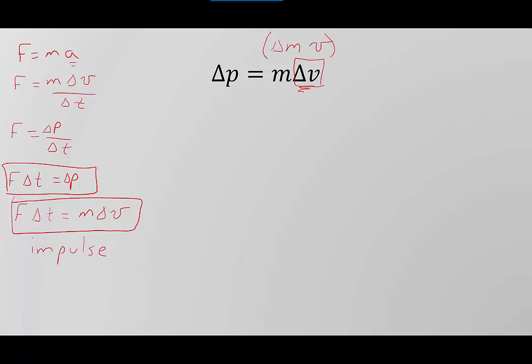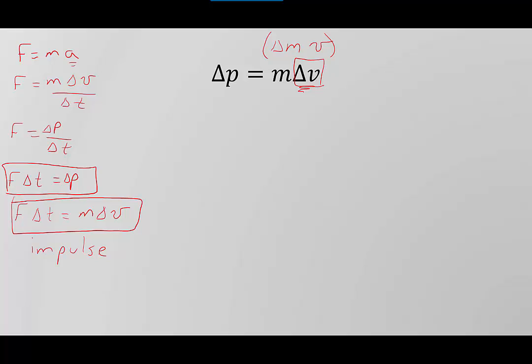So if you change momentum, you're probably going to be changing speed. If you're changing speed, that means you're applying a force. You can either apply a big force over a short period of time to get a particular change in momentum, or you can apply a smaller force over a longer period of time to get the same change in momentum.